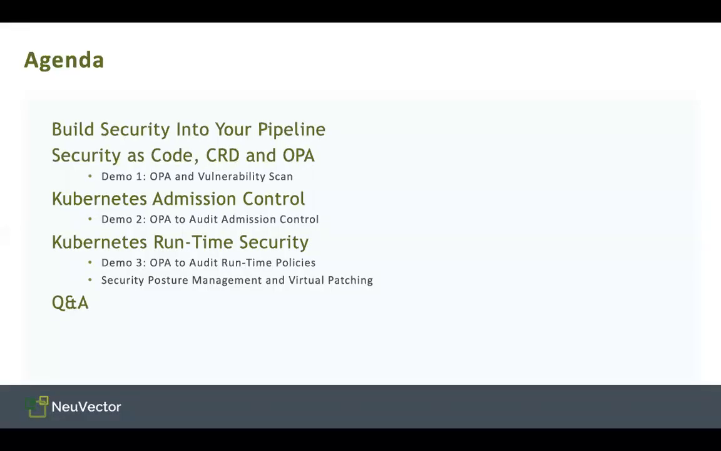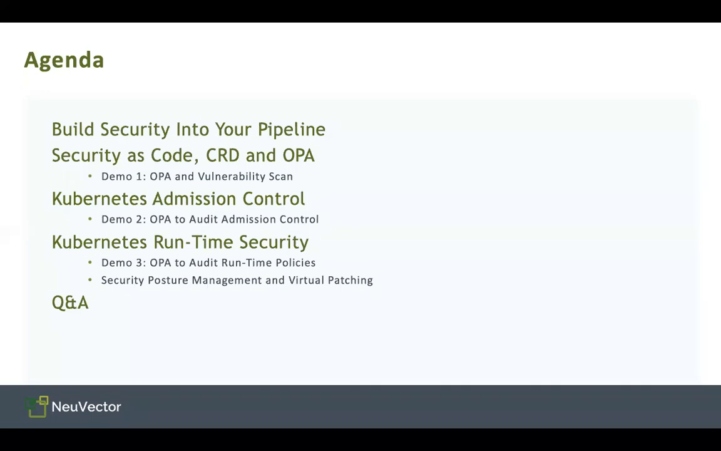My agenda today is to first talk about why you should consider security from the beginning of your pipeline, starting from the development process and the CI/CD process. As you move along in the pipeline, there are multiple stages where you should also put security into consideration. After that, I will introduce some tools that can help you automate the security process, for example, the CRD, which is a Kubernetes native construct, and OPA as well.